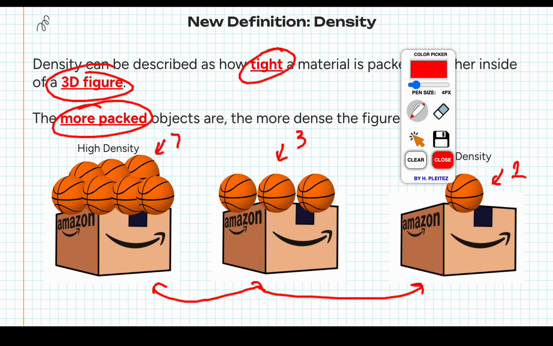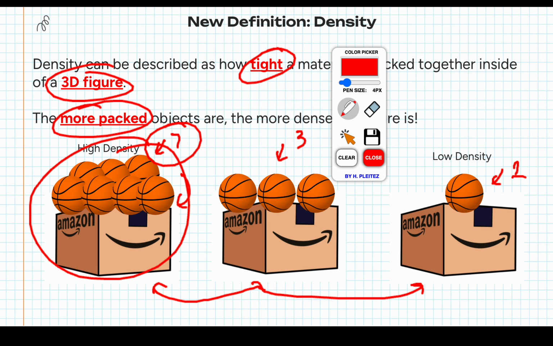So, since we're packing 7 basketballs in the same sized box here, this package is going to be very dense. We're really tightly packing it in together. Whereas this middle example, we're packing 3 of them, so it's a lot less dense than this 7 basketball example. But then when we package that 1 basketball into this box, that is the lowest density when we compare the 3. So again, we had 3 same-size boxes, and we're packing different amounts of objects in there. That's going to affect the box's density.